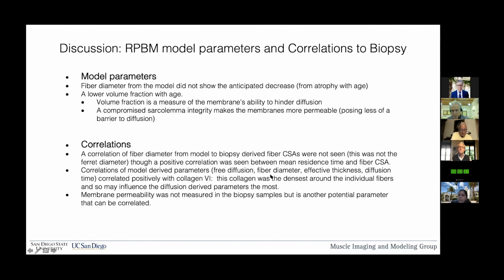But there was a positive correlation between the mean residence time, that is the mean time that the water molecule resides within the muscle fiber, and the fiber CSA as measured by biopsy. So that's a good correlation: if the size is larger, then it's going to reside for longer because it's going to take longer to diffuse out. And as I indicated, collagen 6, which is densely around the individual fibers, seems to have the most correlations. Membrane permeability was not measured in the biopsy, but if it is measured, then we are able to get that from the modeling. So that could be a direct correlate as well.